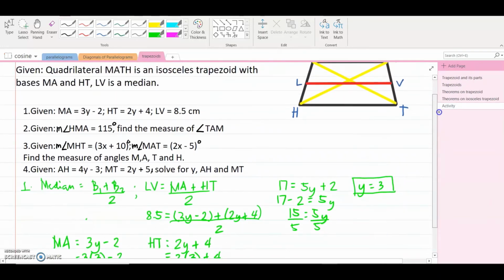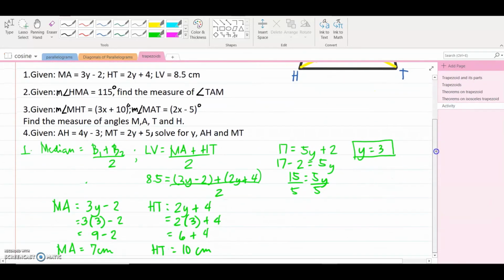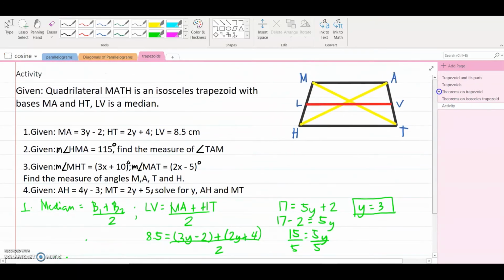Okay. So the value of y is 3, MA is 7, HT is 10 centimeters. Okay. Next, number 2, we are given the measure of angle HMA, which is 115 degrees. Find the measure of angle TAM.